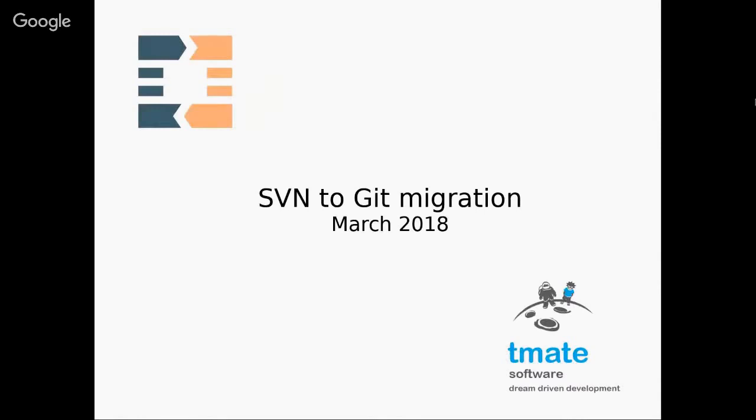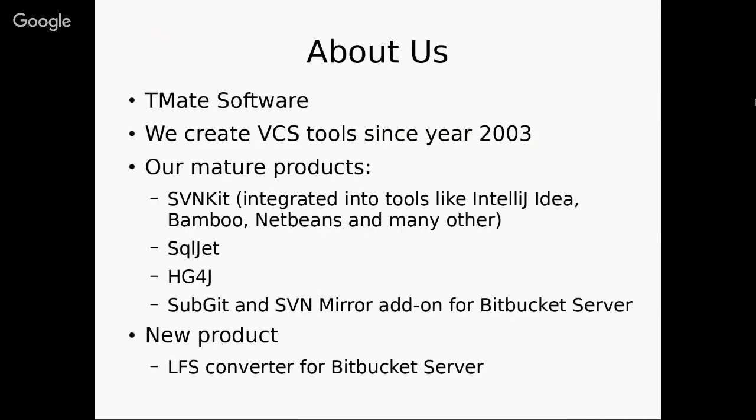Hello, my name is Dmitry. I work at TMate Software, and I will start with a couple of words about me and the company. TMate Software works in the field of version control systems, and our most known product is SVN Kit, which is Subversion rewritten completely in Java, practically every line. It's integrated into practically any application that uses Java and SVN together. We also have other less known products like Mercurial for Java. Today I will speak about SVN to Git migration and how our product, SubGit, can solve the task.